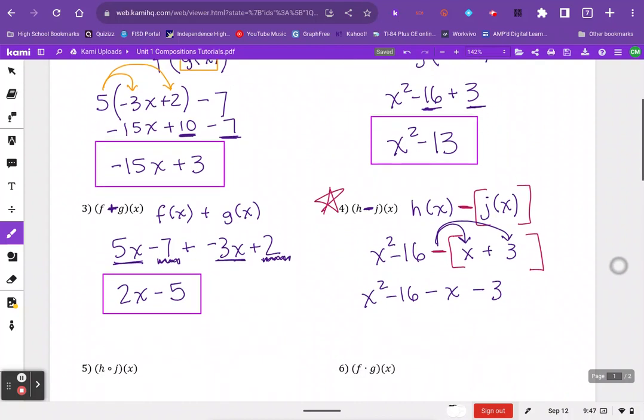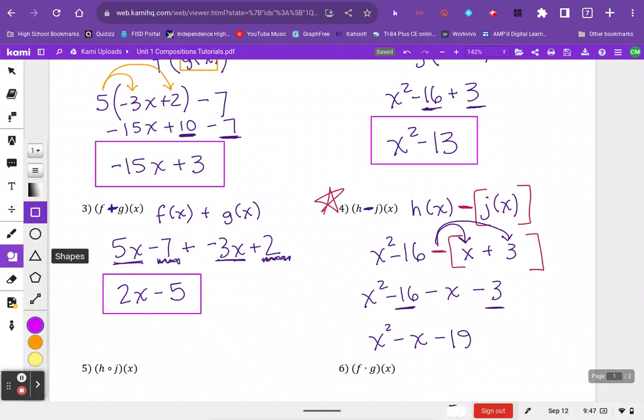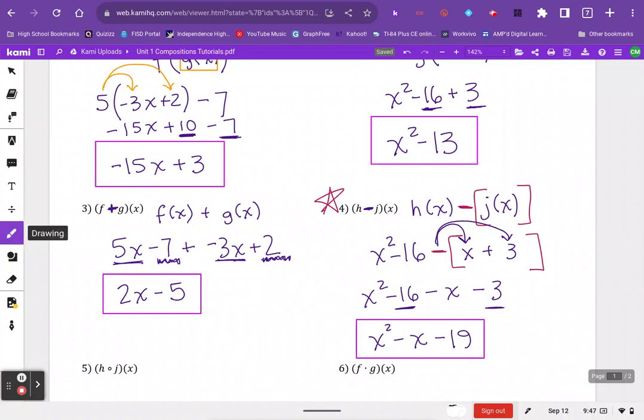So now let's combine our like terms. I'm not able to combine x squared and the negative x. Those are not like terms. I can't combine those, but I can combine these constants. There's not anything else I'm able to do with that. It cannot be factored or simplified any further. So here I have my answer.